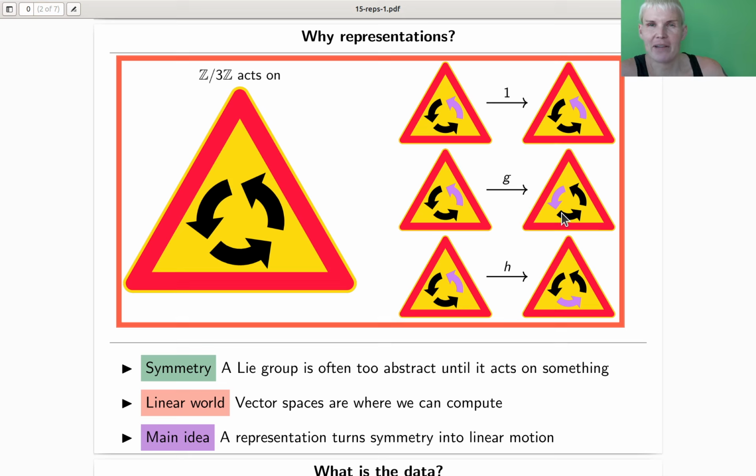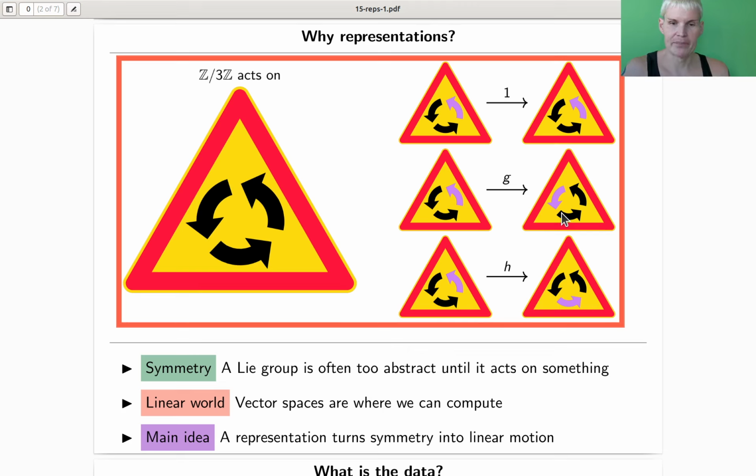I think I have said that 1,000,005 times. If you don't like linear algebra, I'm sorry. You should. Linear algebra is good. Linear algebra is really good. Okay, so symmetry, linearize, representation. That's what it is. In a vector space, we can compute things.